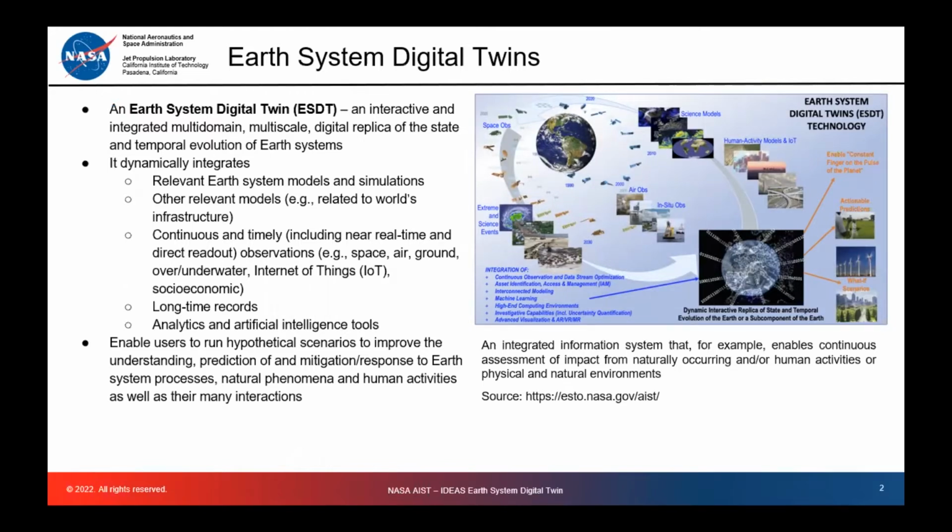Thanks. Okay, so if you go to the NASA AIST or ESTO website, you will find the definition for Earth System Digital Twins. I know it's a buzzword, like Ryan mentioned earlier, but we do have a very specific definition, because different people have a different understanding of what a digital twin is. NASA ESTO's AIST program has a very specific definition: an interactive, integrated, multi-domain, multi-scale digital replica of the state and temporal evolution of the Earth system.